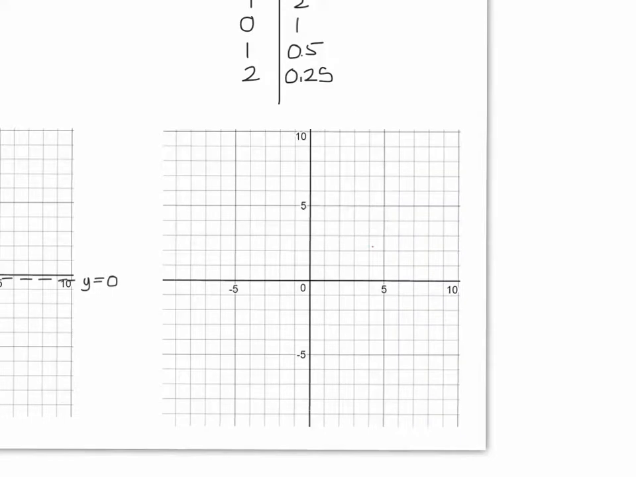So our first coordinate is when x is negative 2, y is 4. So let's plot that. Next one is negative 1 and 2. Then we have 0 and 1, and then we have 1 and 0.5, and 2 and 0.25. We don't know any other asymptote than y equals 0, so I'm just going to write in here that there's an asymptote at y equals 0. We'll talk about later when that asymptote moves.